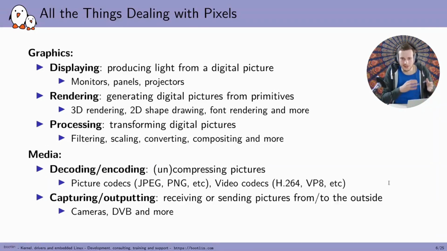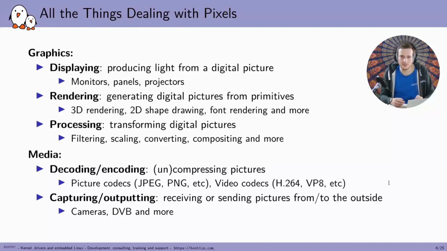And then there is another category of things that deal with pixels, which I'm not going to mention anymore in this presentation. So that's a media part. So what I mean by media is first decoding and encoding pictures. So that could be static pictures, like we know with JPEG or PNG, for example.